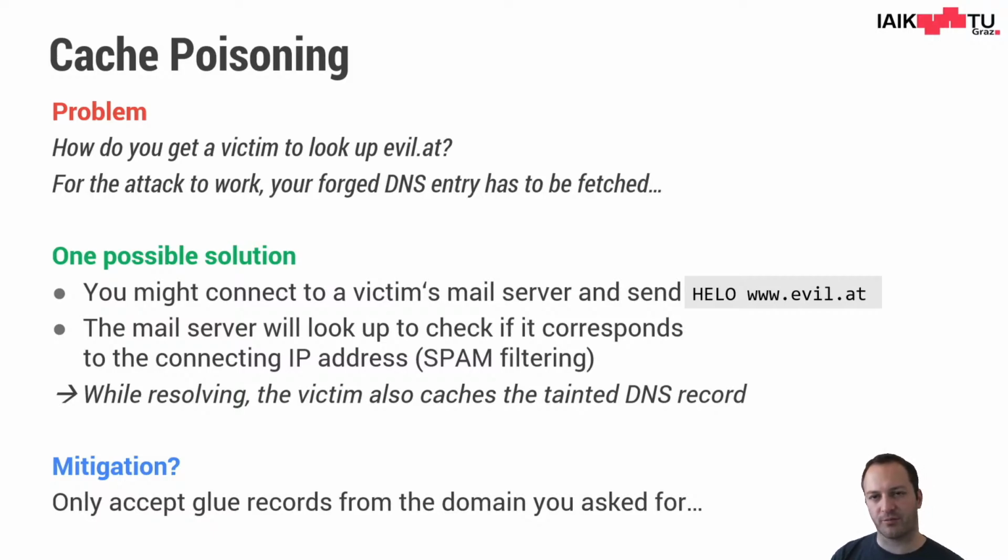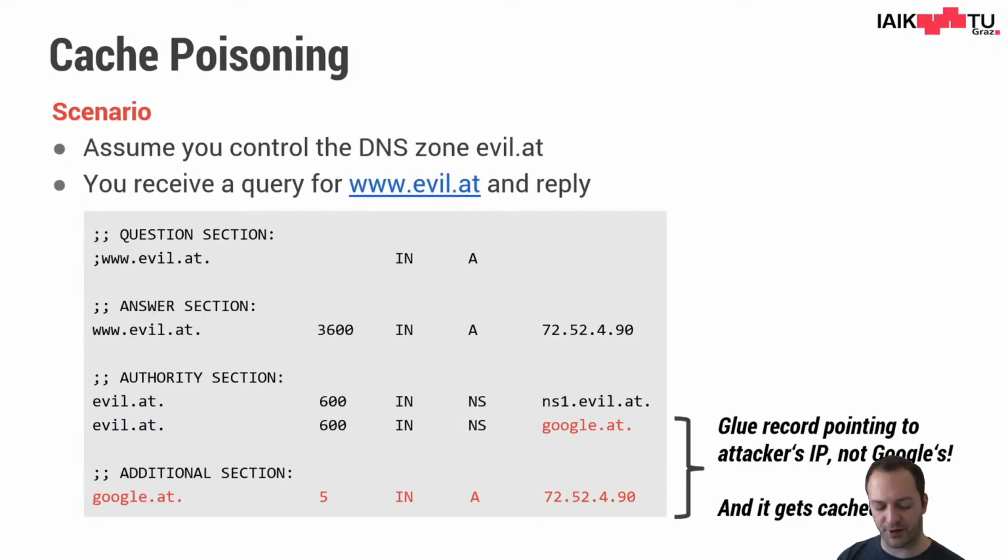So how do you get a victim to look up an attacker's domain? For example, send an email, or you can also trick a server into that. For example, you connect to a server via SMTP, and then you send hello, and then your domain name. What your server would immediately do is figure out the IP address and see whether it's blocked, for example, for spam filtering. And while the server resolves this IP address, it will also learn this tainted record or the tainted IP mapping.